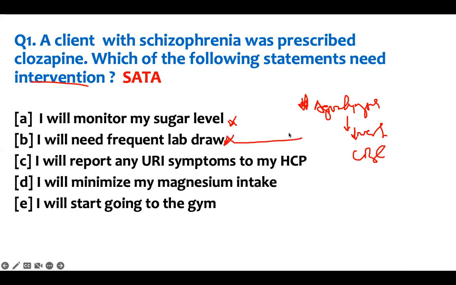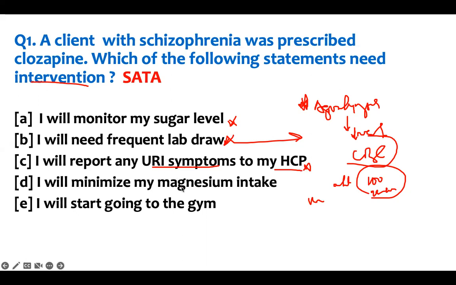But this is related to agranulocytosis. I'll report any URI symptoms to my HCP. Yeah, with agranulocytosis, any little low temperature, 99 going to 100, you have to report it. As soon as you start having runny nose, diarrhea, coughing, you have to tell your doctor that this is happening. Otherwise, you're going to become septic. That is a big moment. It's sepsis. So this is good to report to your primary care provider, but you don't need to intervene.